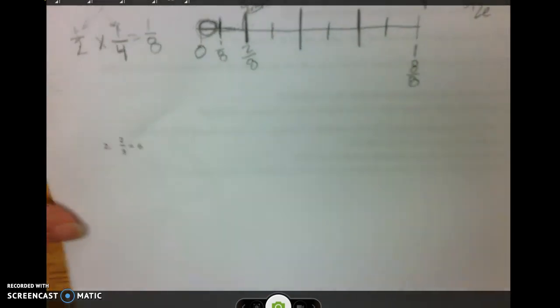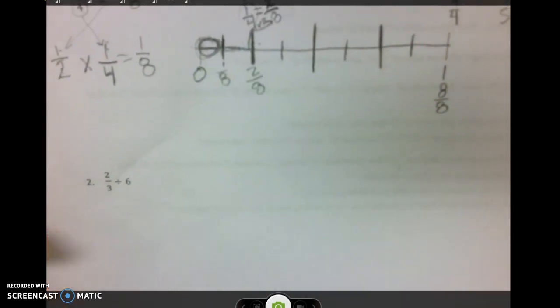Try number 2 on your own and see if you can do the same process, and then check back to see if you got the answer correct. If you did not, go ahead and follow along with me.